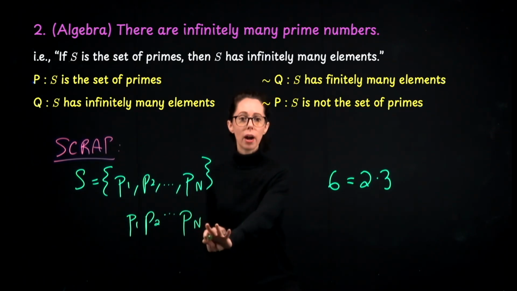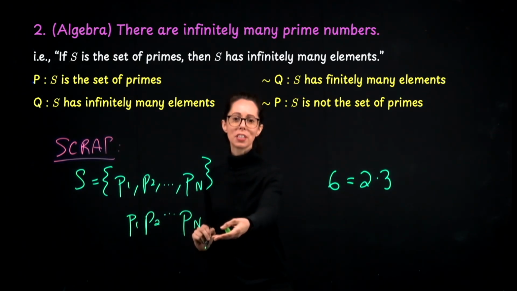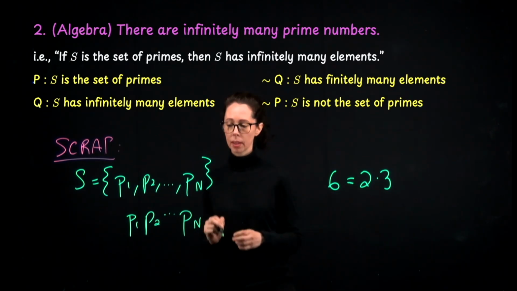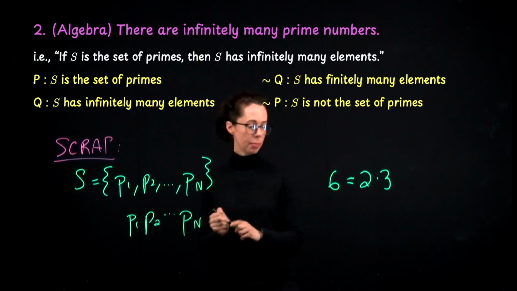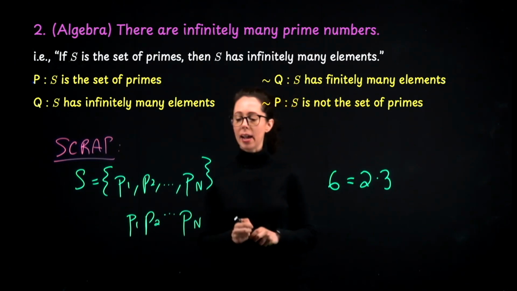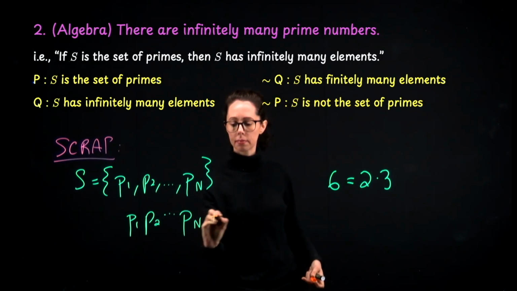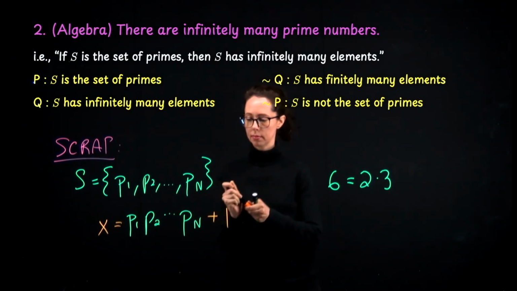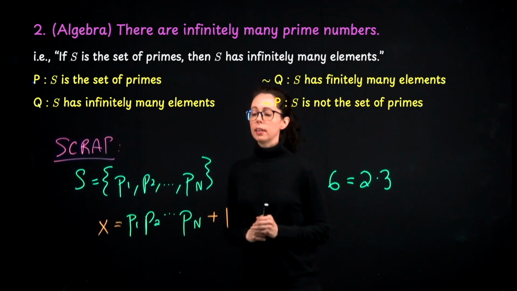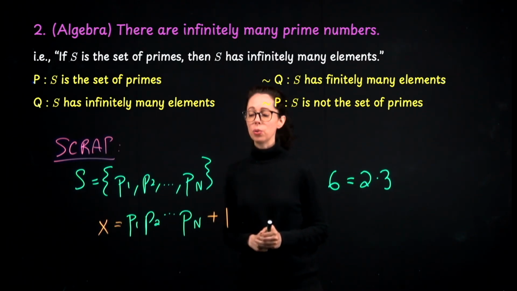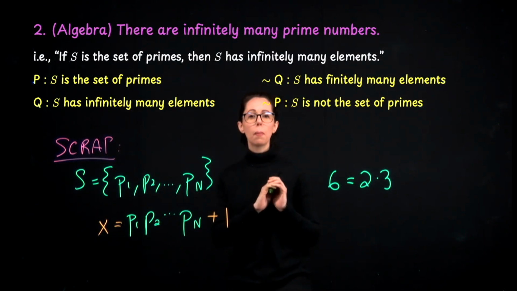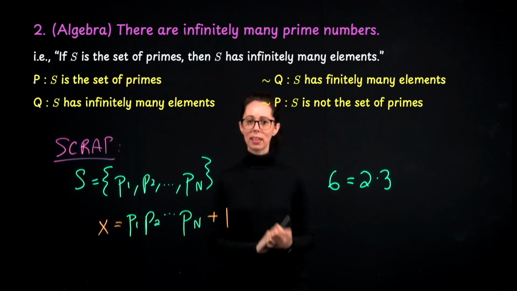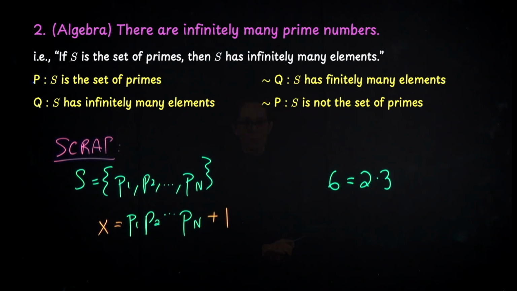Well, that is not at all prime because it's divisible by every single prime on this list, like how 6 was divisible by 2 and 3. But if I take this number and add 1 to it, let's call this number x. Now what I'm saying is that this new number x is not divisible by any of the primes on this list. I'll tell you why in just a moment, but take a second to see if you see why.